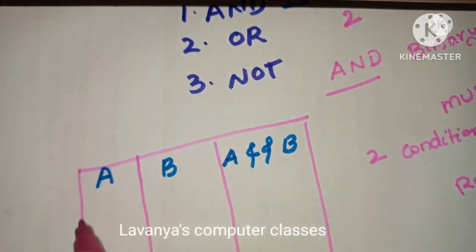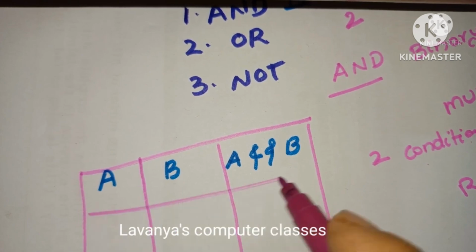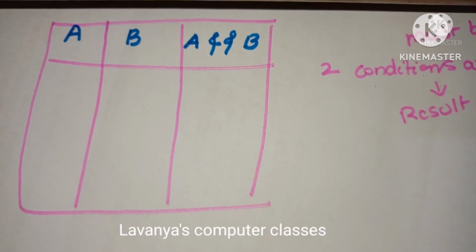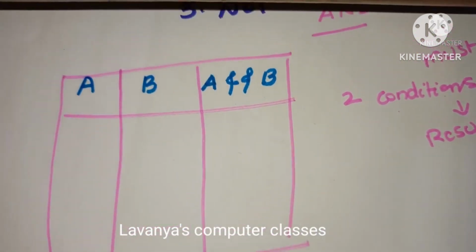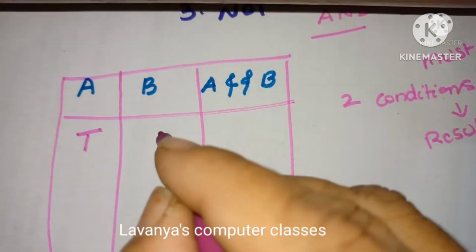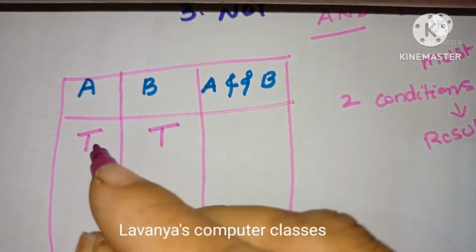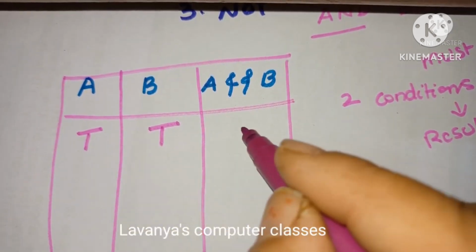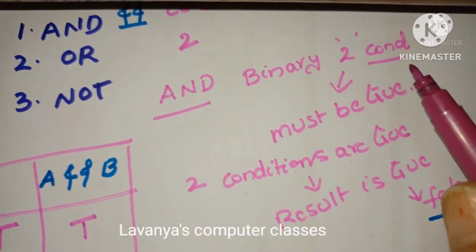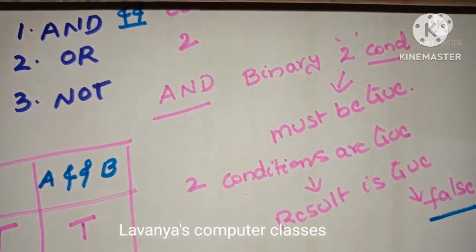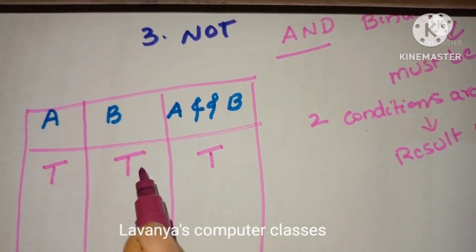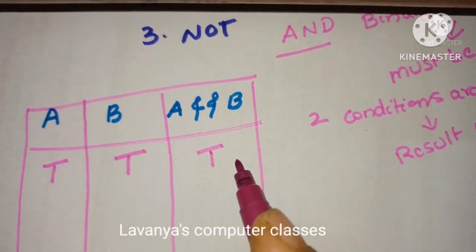How many conditions did I take? I took two conditions. One condition is A, the second condition is B, and I applied the logical AND operator between A and B. First condition true, T for true. Second condition is also true. So if the two conditions are true, then only the result is true. I already said the AND operator is a binary operator. If all the conditions are true, then only the result is true. So here in this example, the first condition is true, the second condition is true, then automatically the result is true.